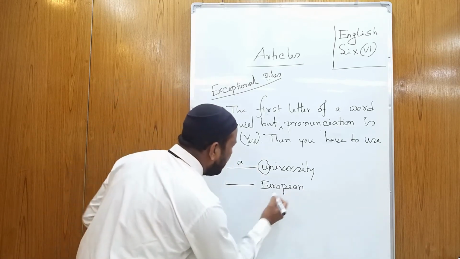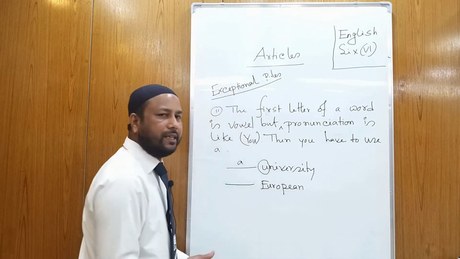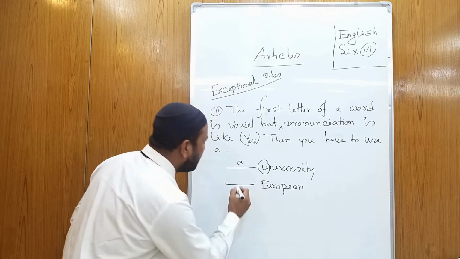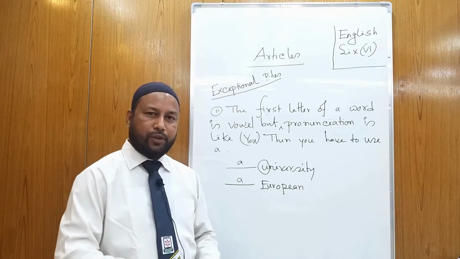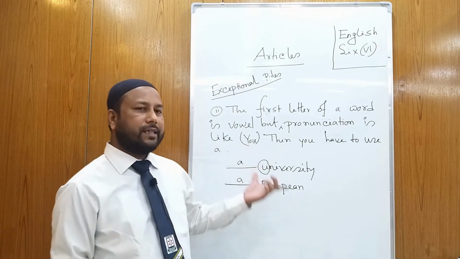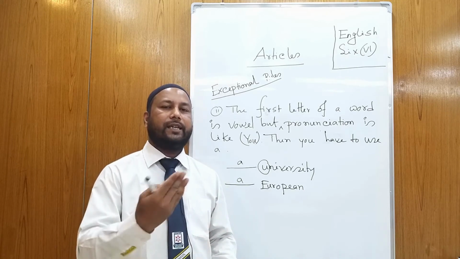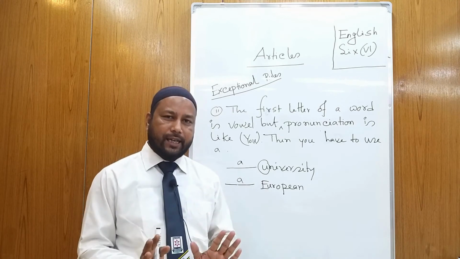Similarly, in the word European, if you pronounce European, automatically it comes to you as "yoo". That's why we cannot use "an". You have to use "a". I will just repeat the rule again. If the word starts with any kind of vowel, but the pronunciation is like "yoo", then you have to use "a", not "an". I think it is clear to you all.